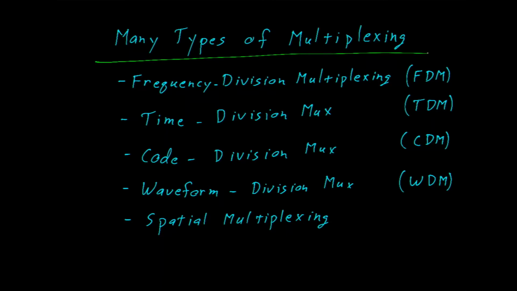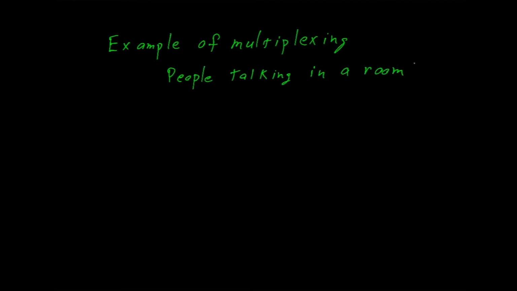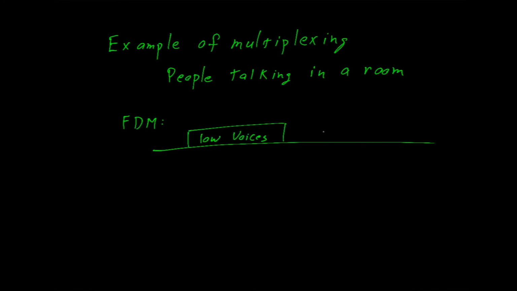As an analogy for the different types of multiplexing, you might want to consider people talking in a room. Frequency division multiplexing would break the spectrum into pieces. You might have the low speaking voices here and the high speaking voices here. And that would be breaking the spectrum. Let's make a little note here. So we split spectrum.